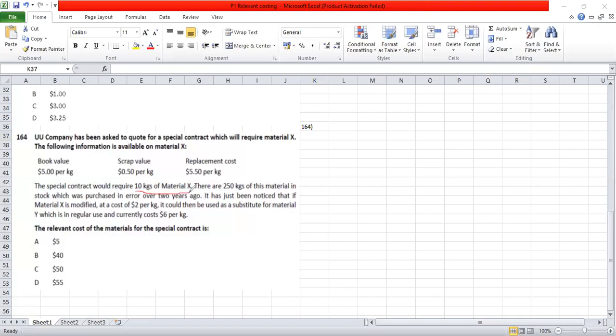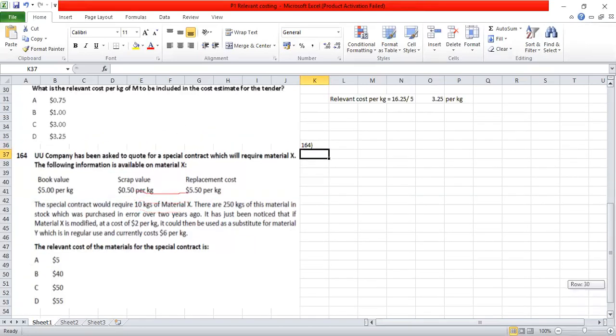There are 250 kgs of this material in stock, which was purchased in error over 2 years ago. That is historical in nature. It has just to be noticed that if X is modified at a cost of 2 per kg, then it could be used as a substitute for material Y, which is in regular use and currently costs 6 per kg.